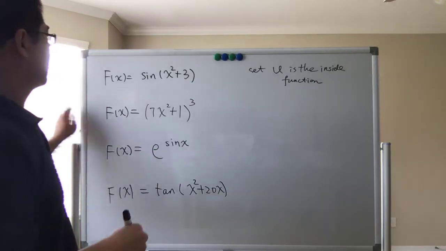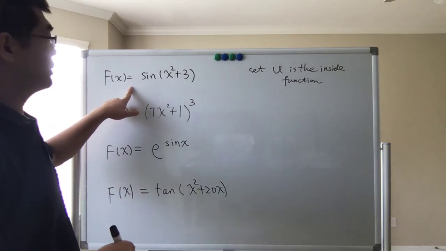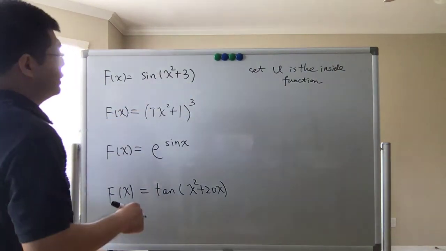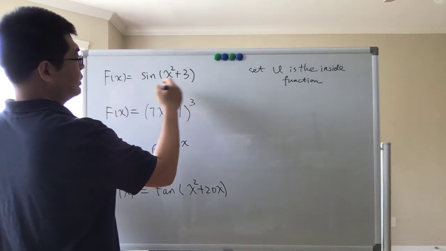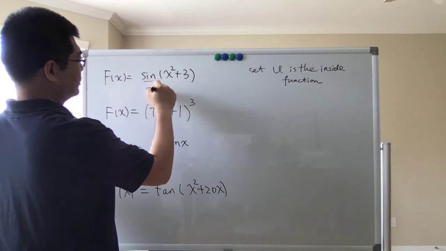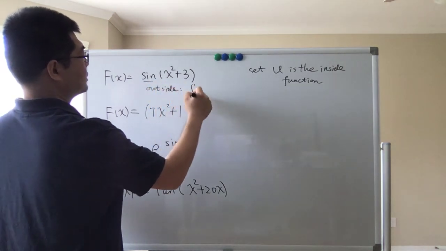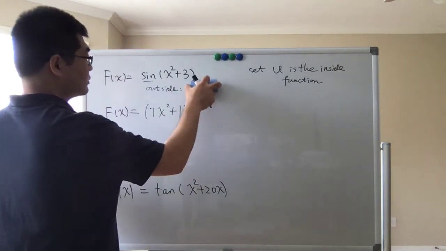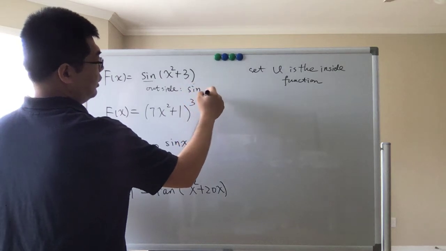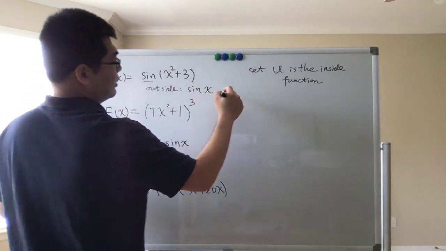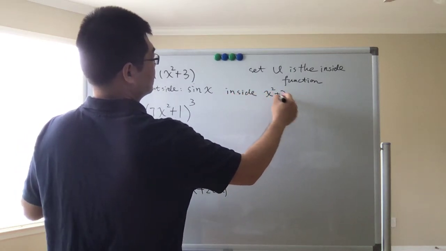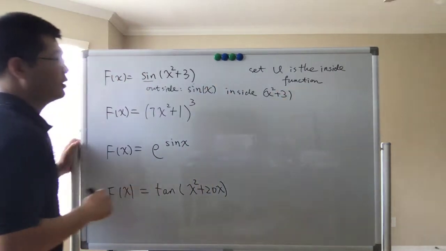Let's take a look at it here. Capital F of x, this is a composite function, equals sine of x squared plus 3, okay? And what we can rewrite is, do you see the outside function, which is sine of x, right? And the inside function, which is x squared plus 3, okay?